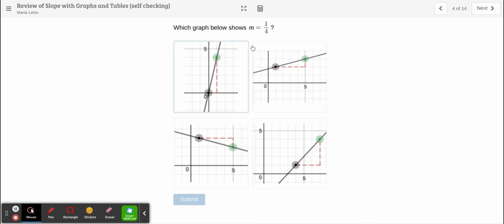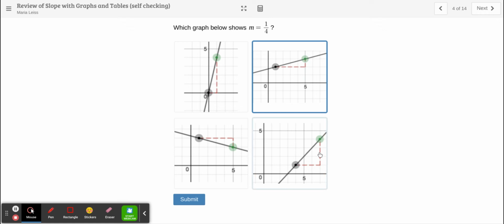Now, multiple choice. Which one shows a rise of 1, a run of 4? So where it's going to go up 1. Nope, that one doesn't go up 1. That one goes up 1, 2, 3, 4, so it's not that one. This one goes up 1, 1, 2, 3. Yep, looks like it's going to be this one.